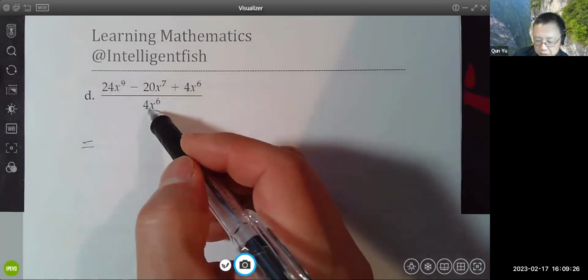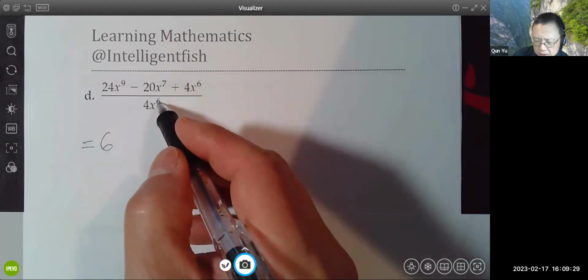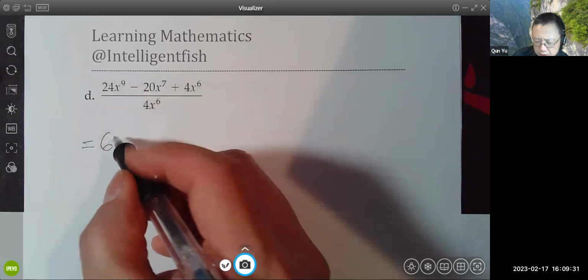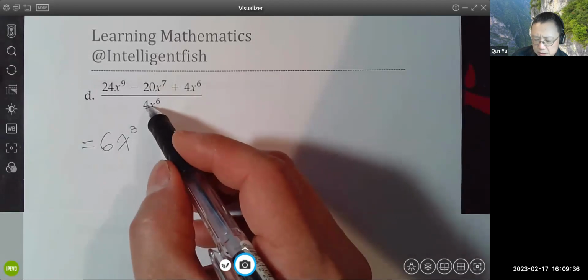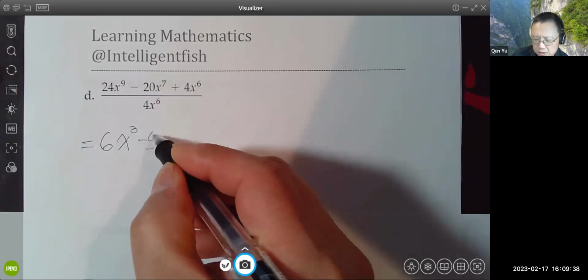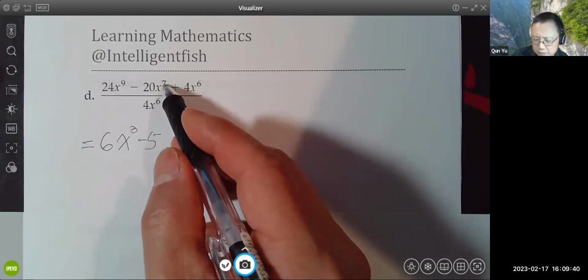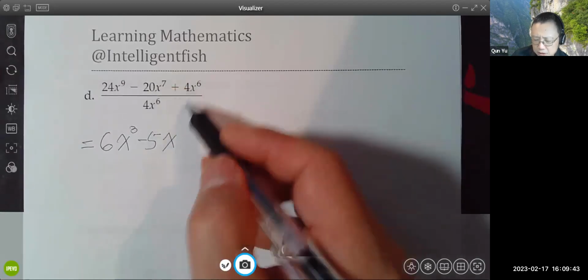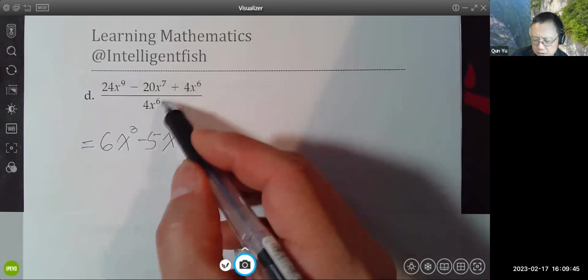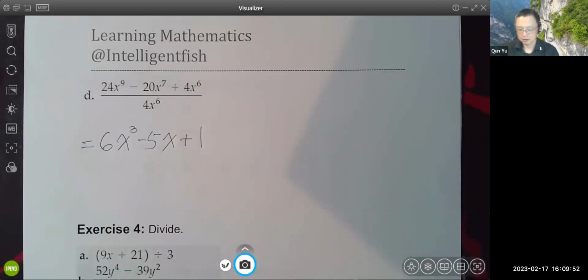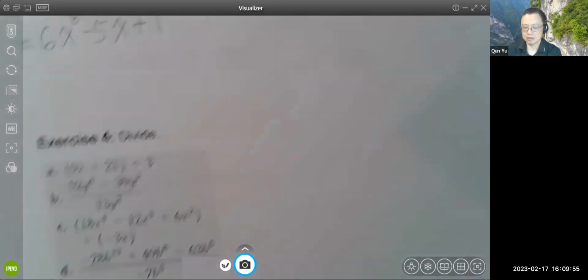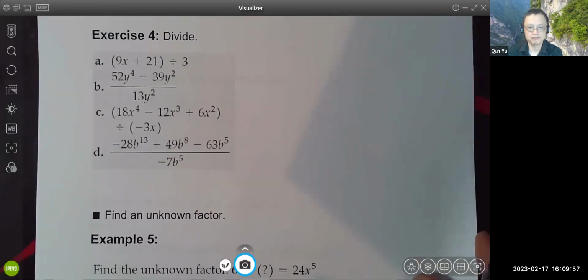So 24 divided by 4 is 6. 6 canceled, you have 3x left on the top. Negative 20 divided by positive 4 is negative 5. 6x canceled, you have 1 more left on the top. 4, this one exactly the same, both positive, so got a positive 1 left. Yep. Here are more exercises, similar problems.